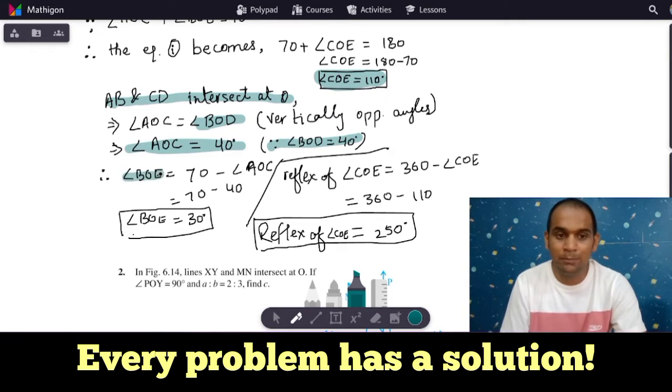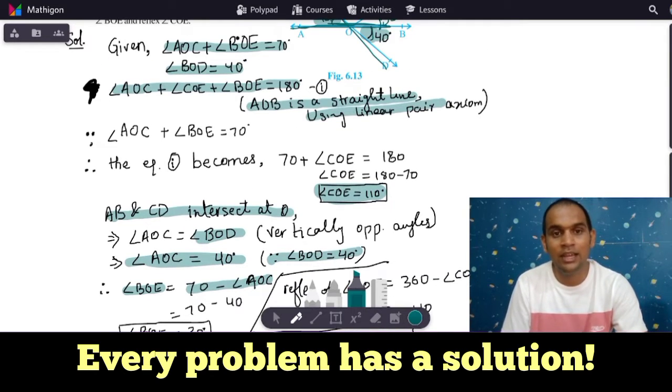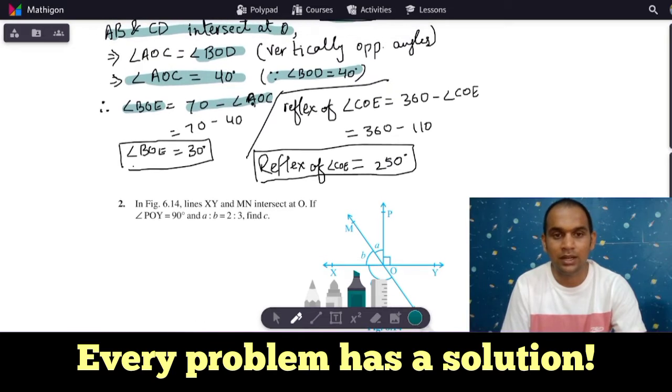Now we know that BOE will be equal to 70 minus AOC, because it is given in the question itself that AOC plus BOE is 70. So BOE will be 70 minus AOC. That is what we are using over here. Now AOC we just found to be 40, so that is how BOE is 30.